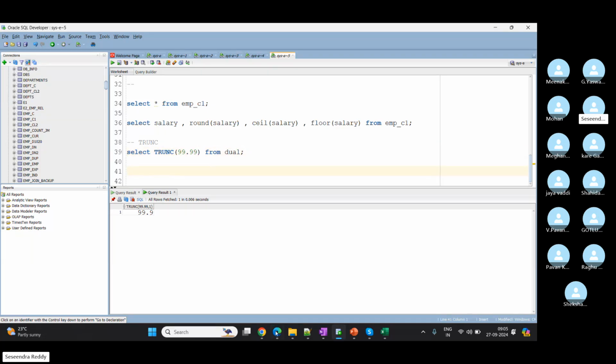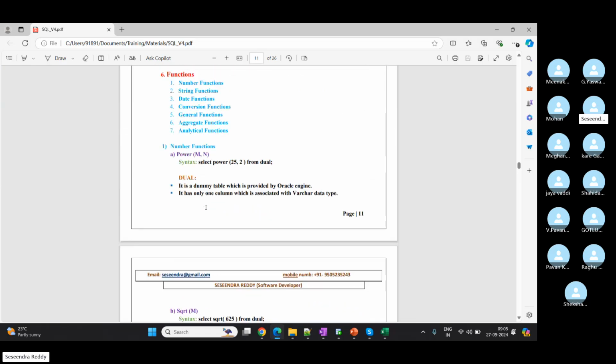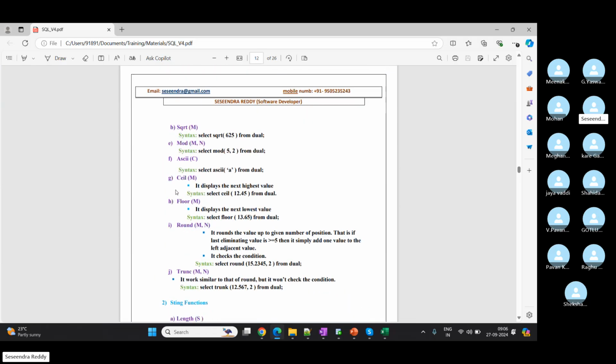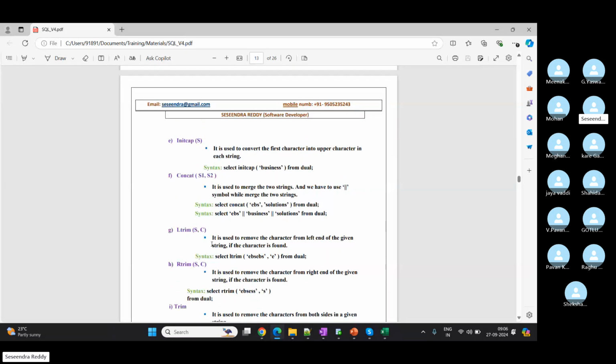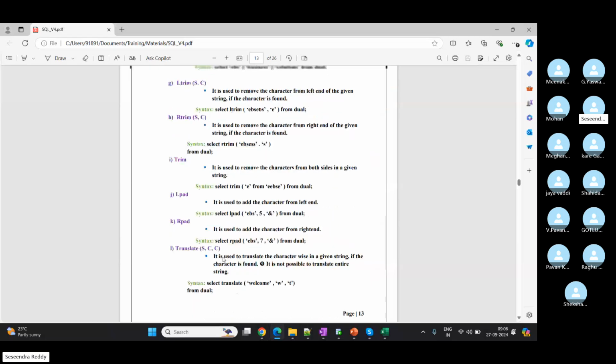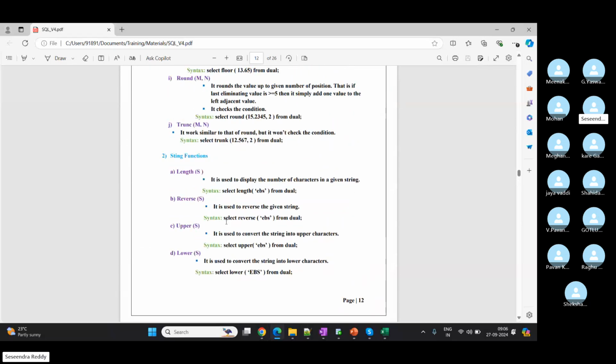So any other questions on number functions? So mod and round we do use repeatedly in our real-time projects. The remaining ones can be useful for interviews, or sometimes trunc can be useful on date functions. Again, we will see how that works while discussing date functions and date columns. So we are good with number functions, right?